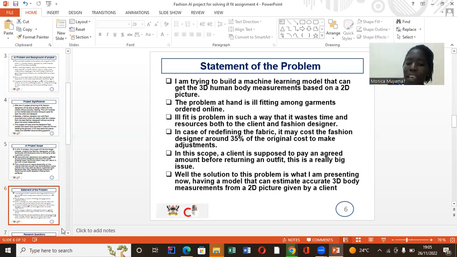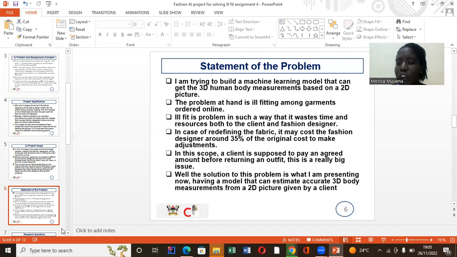In this scope, a client is supposed to pay an agreed amount before returning an outfit. This is really a big issue. I've already ordered clothes. First of all, it doesn't fit me. Then I'm supposed to pay some amount before it can be redesigned. People will actually give up and not order from your platform again because they'll be frustrated and you'd have killed your goodwill or first impression.